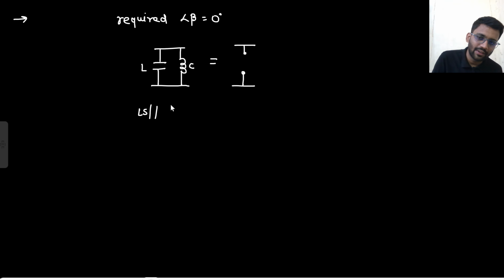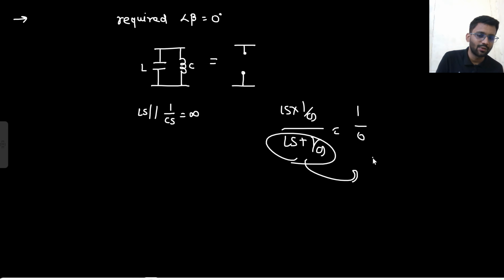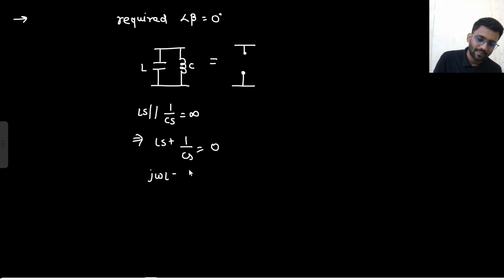Ls parallel with 1 by Cs should be equal to infinity. So Ls into 1 by Cs divided by Ls plus 1 by Cs should go to infinity, or you can say 1 by 0. So basically this denominator should go to 0. So Ls plus 1 by Cs should go to 0. So j omega L minus j by omega C should go to 0. So omega should be equal to 1 by root LC.